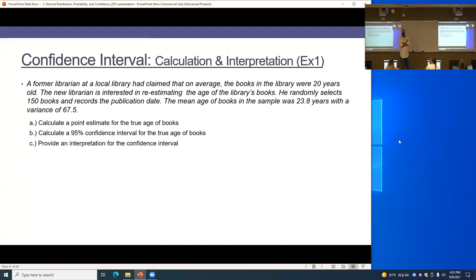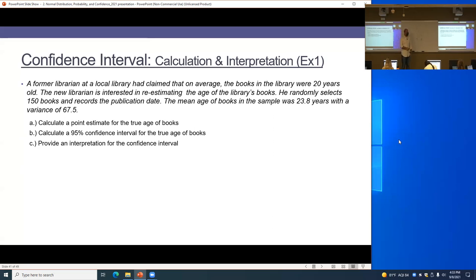23.8. Okay, but the old librarian said 20 years. That's based on conjecture, not on any data, right? So I don't know, maybe, but based on the random sample of books, and I've got 150 books, that's a good number of books, right? I randomly pulled 150 books, and I found that the age is 23.8. So for the point estimate for the true age, our best guess is always going to be our mean, assuming a normal curve, which we can assume here.